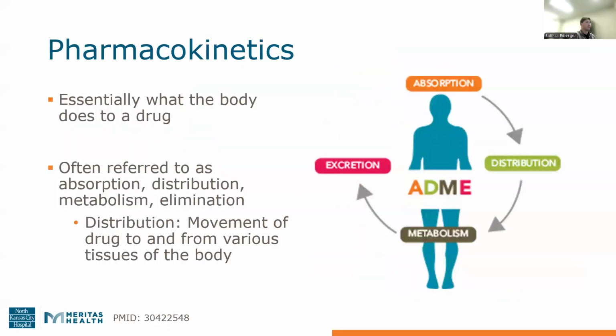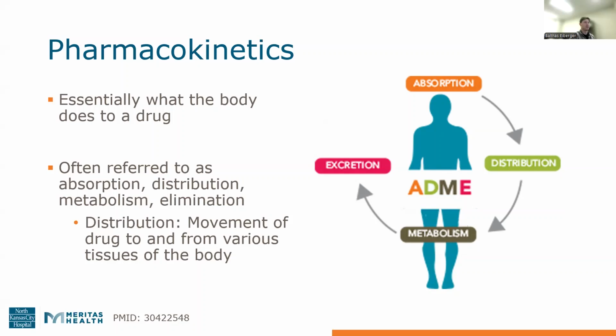The next topic we need to discuss before diving into the Beers criteria seems kind of scary just because the word's kind of big, but pharmacokinetics is essentially what the body does to a drug. And we often refer to this as the 4 major processes. That would be absorption, distribution, metabolism, and excretion or elimination.